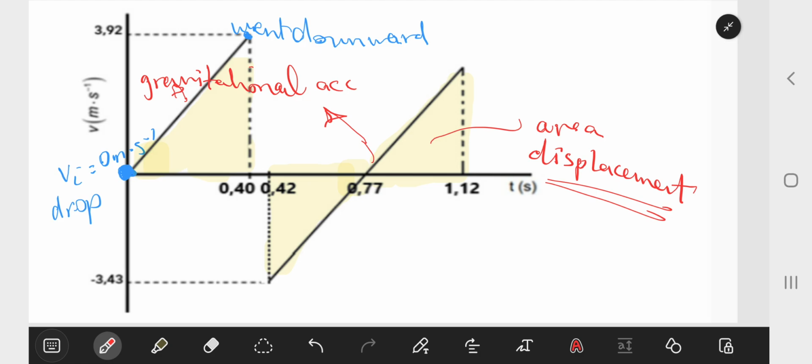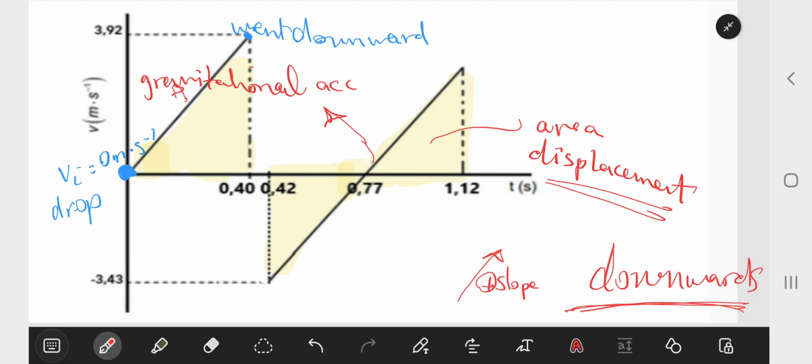Now the next question is, which direction was chosen as positive, which is what we were explaining just now. We said if the lines go up with a positive slope, then the positive direction was downwards. So we have answered all the theoretical questions so far.